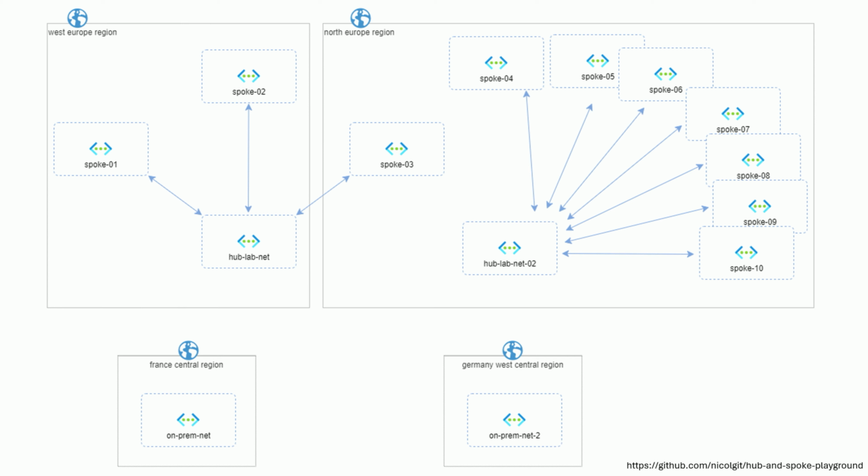In order to do this, I'm using Nicola's virtual WAN playground. He's a Microsoft Cloud Solution Architect in Italy. It's just a hub and spoke playground. You can grab it directly off GitHub, and I'll put the link in the video chat. It automatically creates this environment for me, and this is exactly what I've got within my Azure subscription and what we will be having a look at.